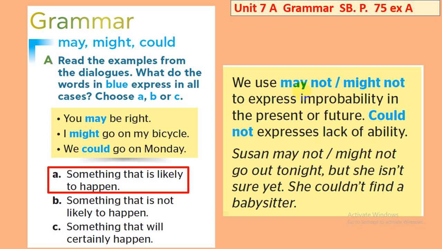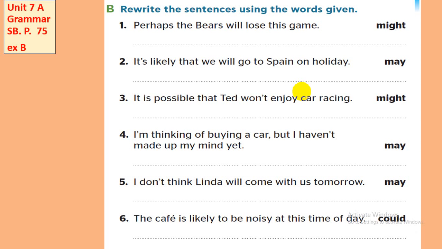Okay? So again, we use may not and might not to express impossibility in the present or future, and could not to express lack of ability. We discussed this at the beginning of the video. Okay? Let's continue now. Move on to exercise B on the same page in your student book. We're going again to rewrite the sentence using the word given here, okay? Pause the video now, do it in 5 minutes, then come back to check your answers.